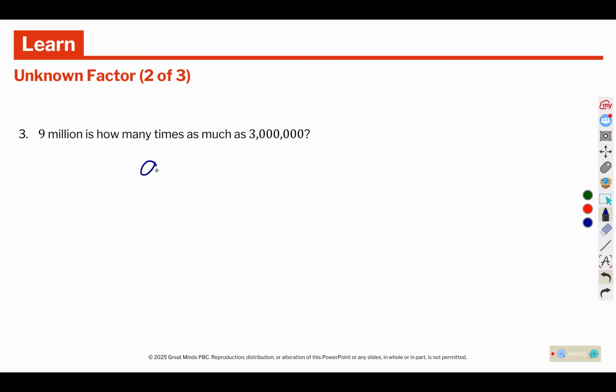9 million is a 9 followed by 6 place values. 3 million is 3 followed by 6 place values. 9 divided by 3 is 3, and 10 to the 6th divided by 10 to the 6th is 1. Well, 3 times 1 is just 3.